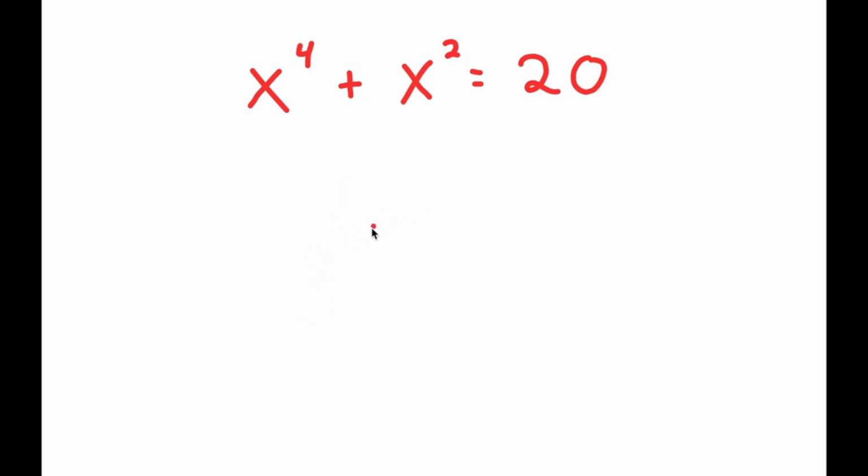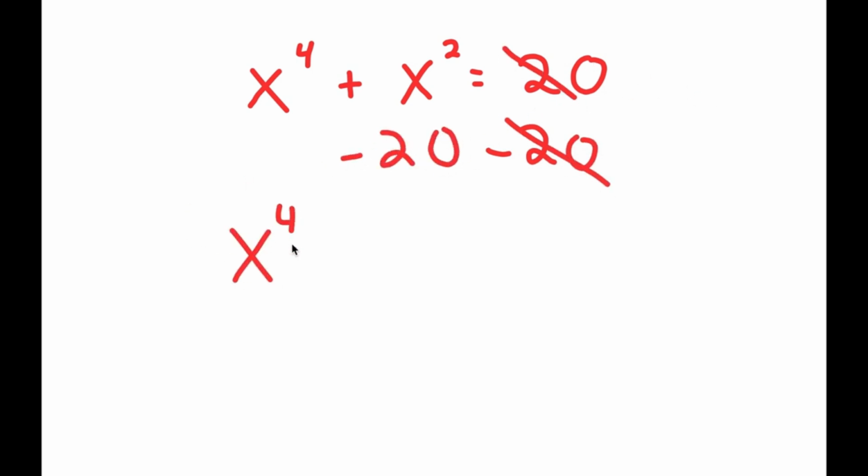Alright, so in this equation, I have x to the power of 4 plus x squared is equal to 20. To solve this, I'm going to first start by subtracting 20 on both sides, so we can have all our terms on one side. So I get x to the power of 4 plus x squared minus 20 is equal to 0.